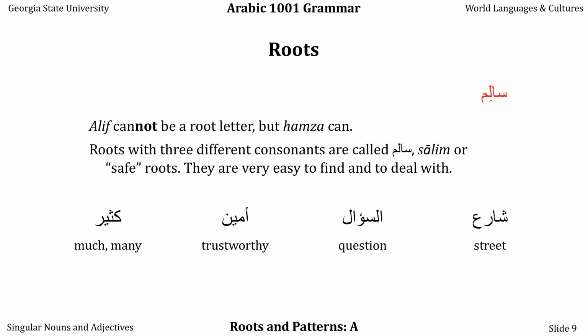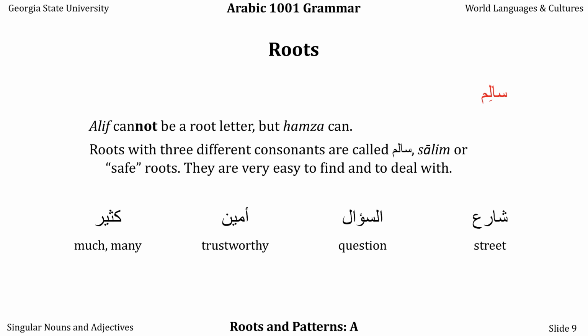So here are four right here. We've already seen shari' for street and know that its root is shin ra ain. As-su'al is our word for question. You may have heard this in class. And alif cannot be a root letter, nor can alif lam, so our root here is sin hamza lam. The waw is just a chair for the hamza. This is something we will explain as you go along.